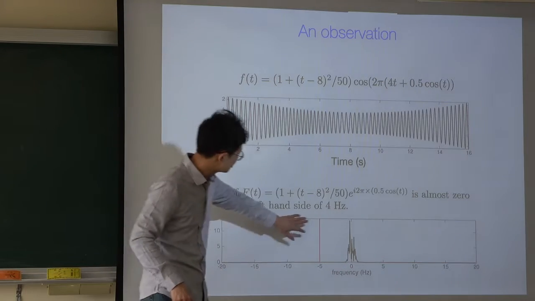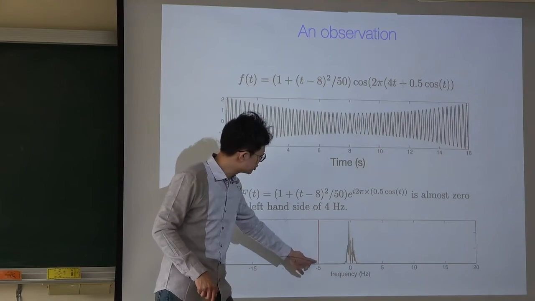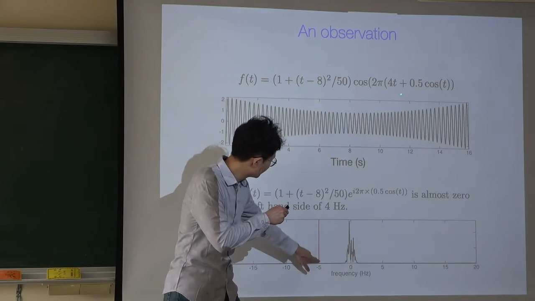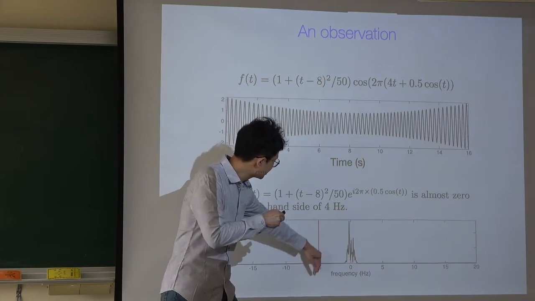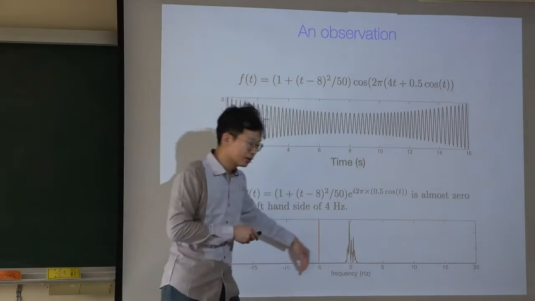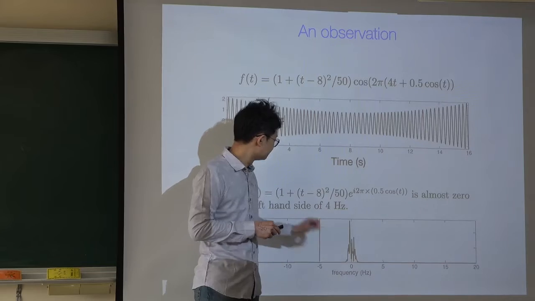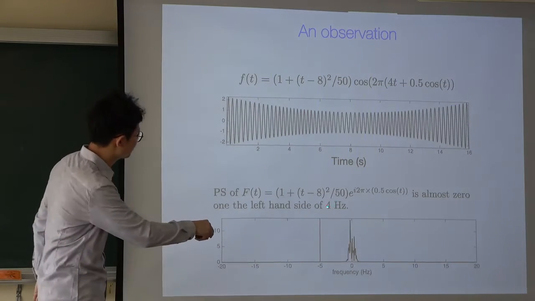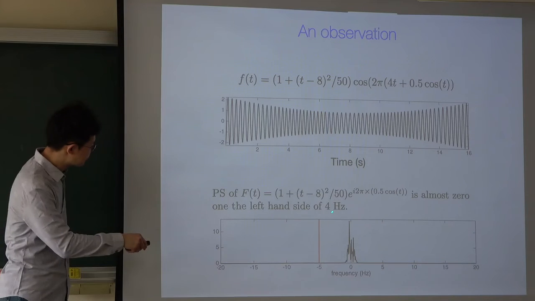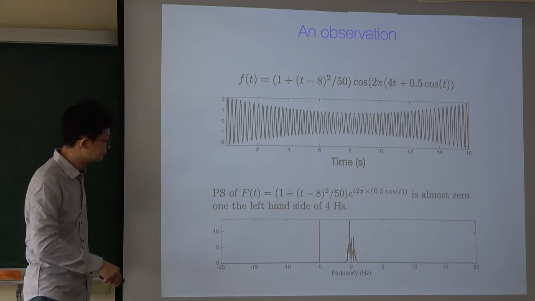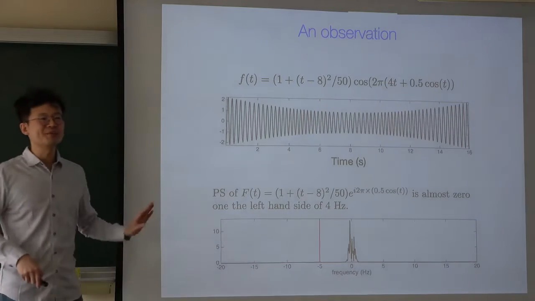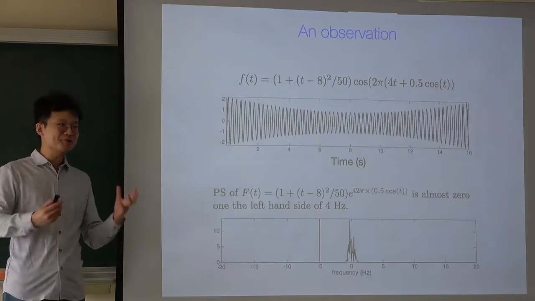But I have drawn a red line here, which is -5. Technically, I should draw in -4, but let's see, -5. You see, there is totally no energy on the left-hand side of -4. This is -4, sorry, -4. Okay, this is -4, should be -4. Okay, whatever. So, you see, this is a very interesting observation.